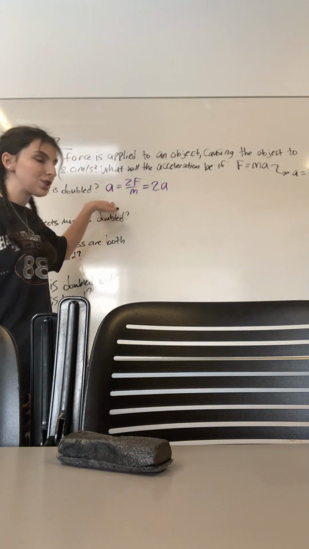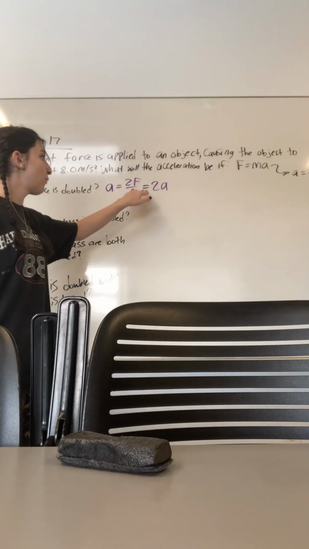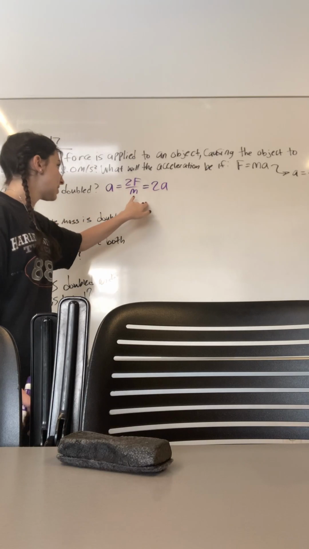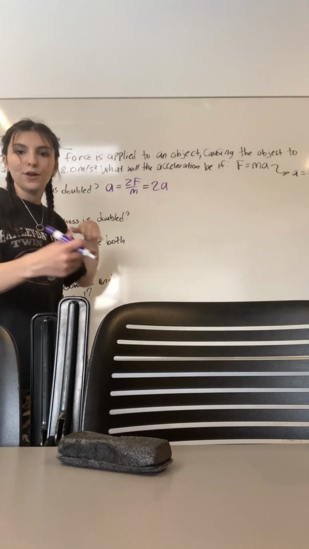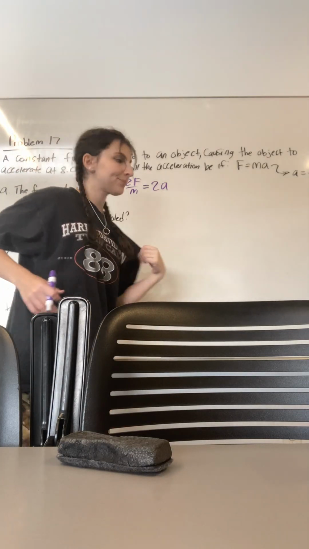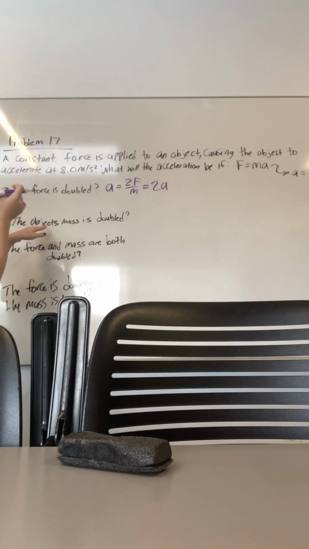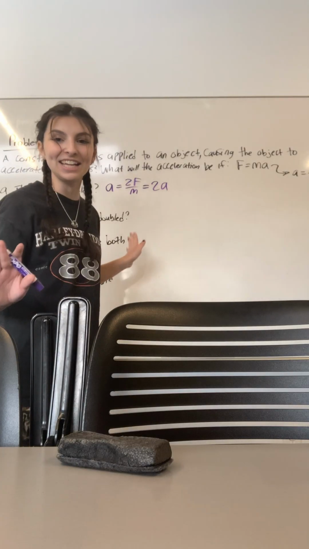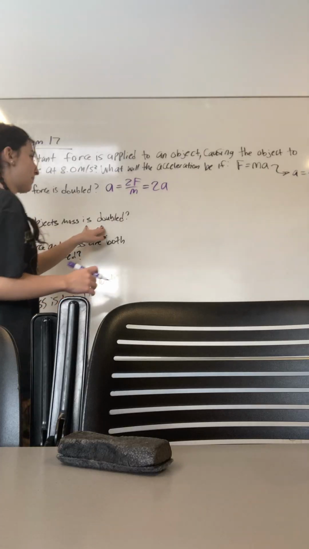Directly proportional to each other. So when force increases, acceleration increases. When force decreases, acceleration decreases. They're directly proportional to each other. So what if the object's mass is doubled? What if the object's mass is doubled?